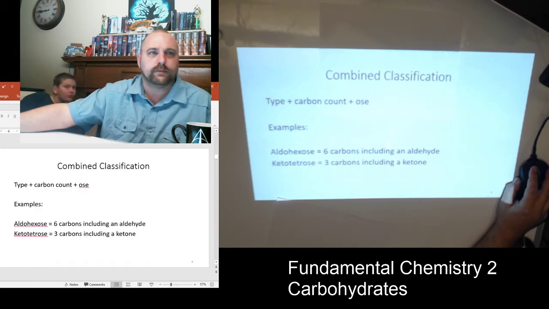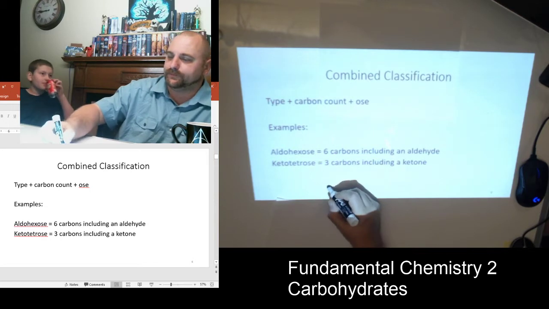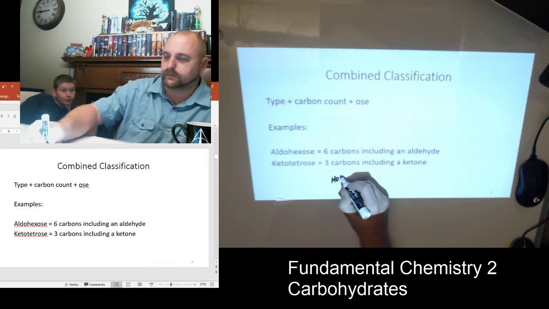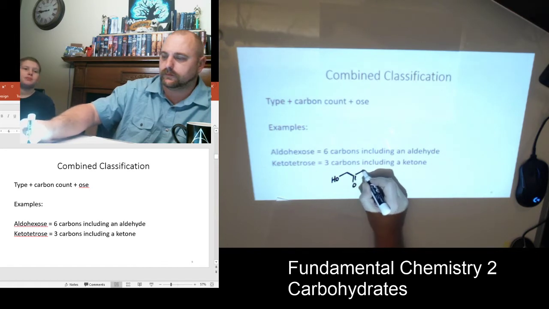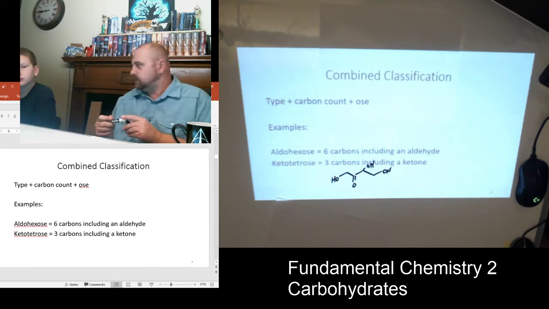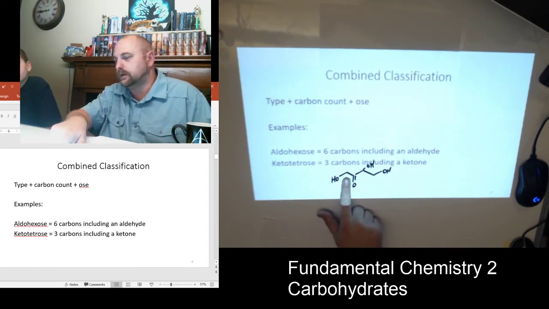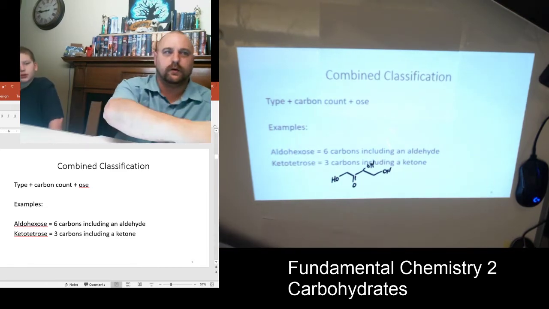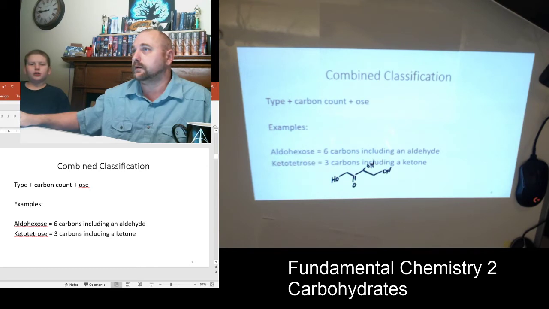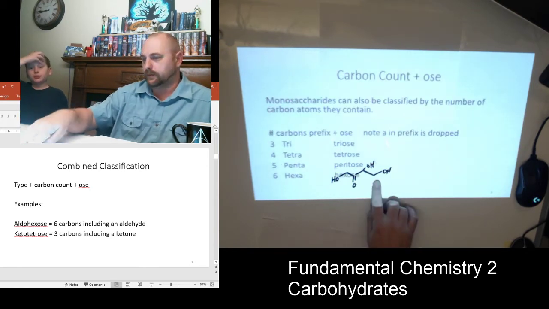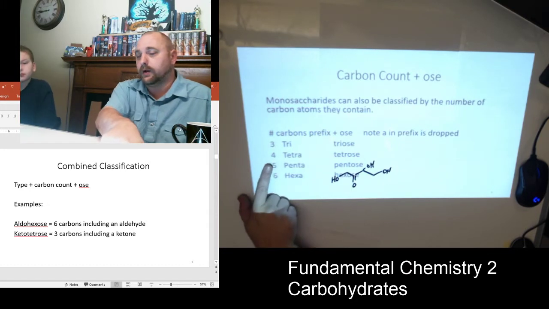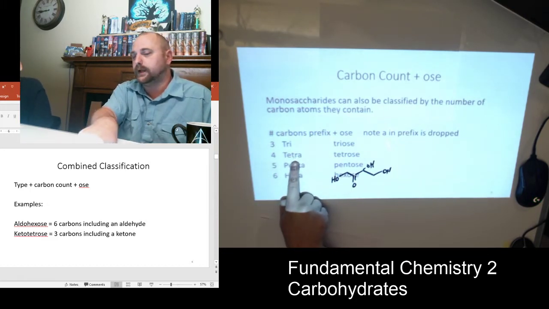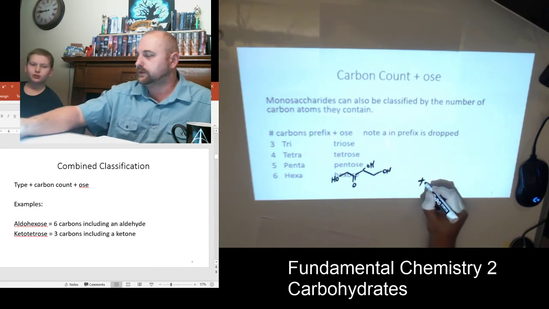Let's get a few more examples. Let's do this one. How many carbons? It's got 1 there, 2, 3, 4. There's not one at the end, so it's got 4. The OH helps make it water soluble. That's all it's for. And 4 would be tetra, so this is a tetrose.